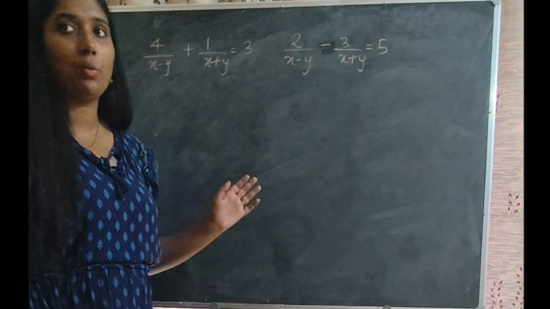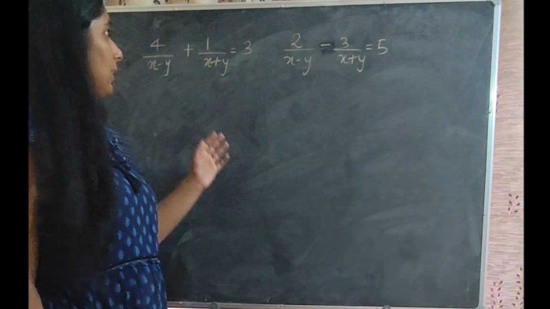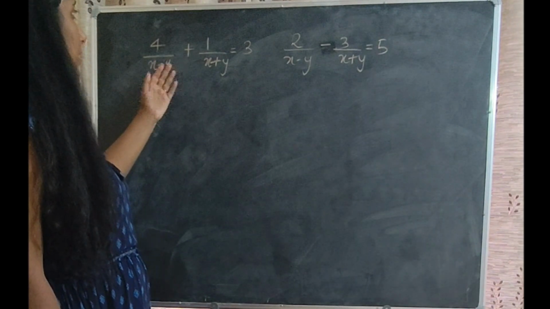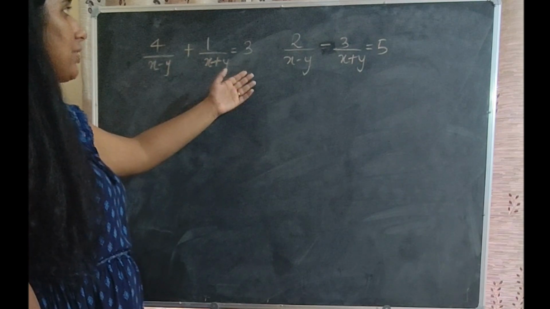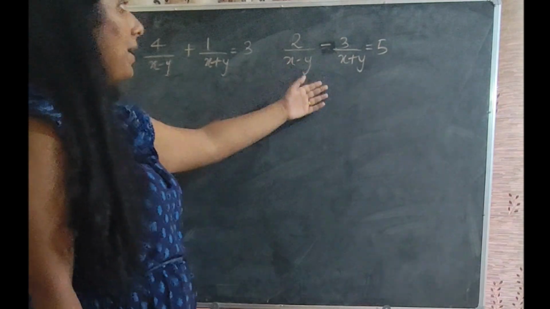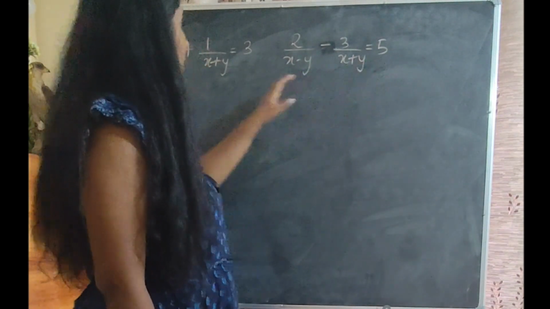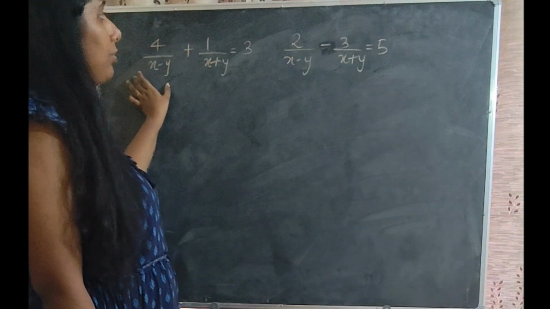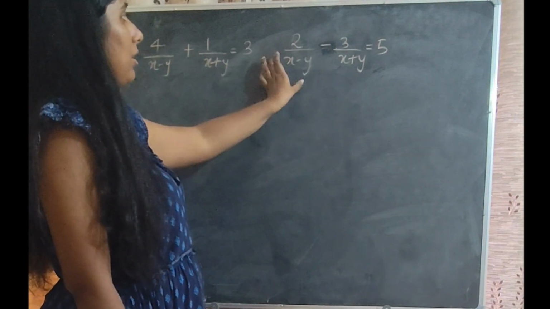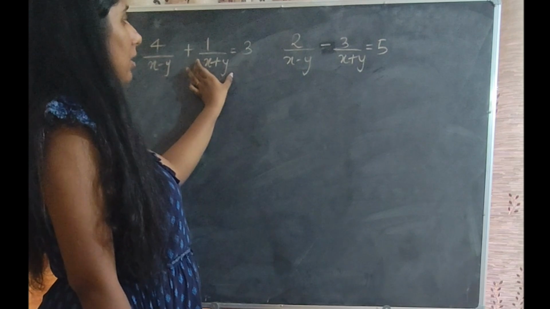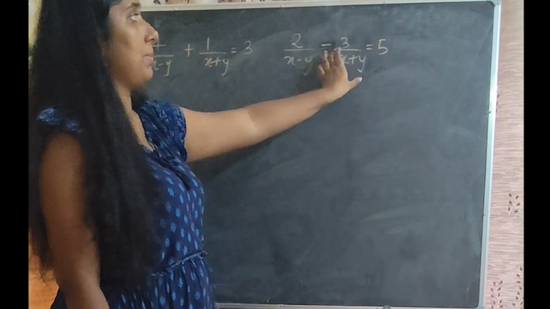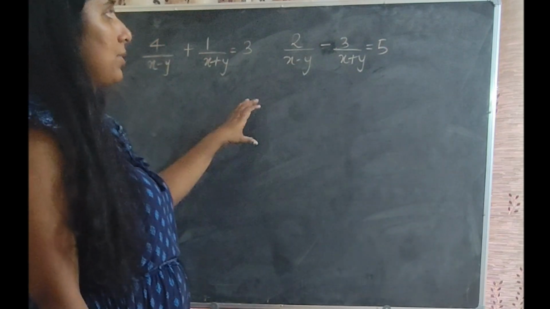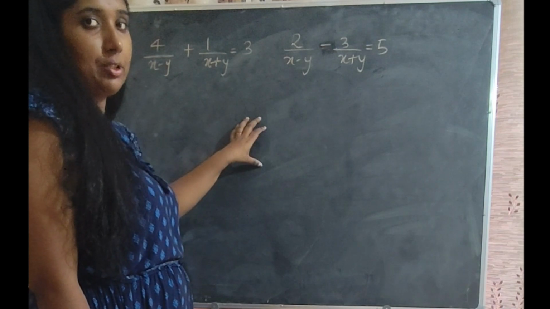Okay, so now we see the next sum. 4 by x minus y plus 1 by x plus y is 3. 2 by x minus y minus 3 by x plus y is 5. See, the denominator of the first term is similar, x minus y, and the denominator of the second term is also similar, x plus y. So this will be solved in a similar way to the previous question.